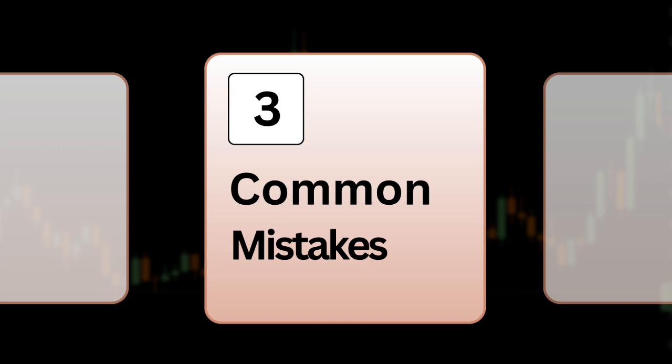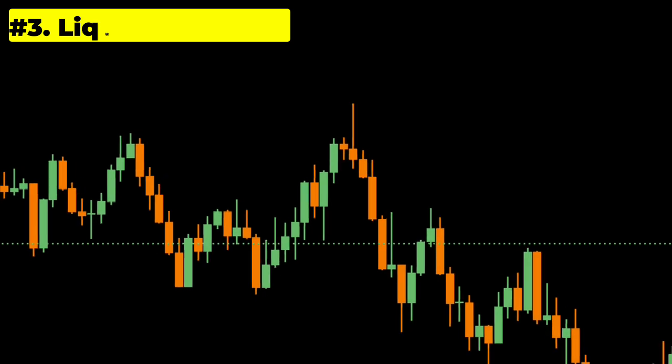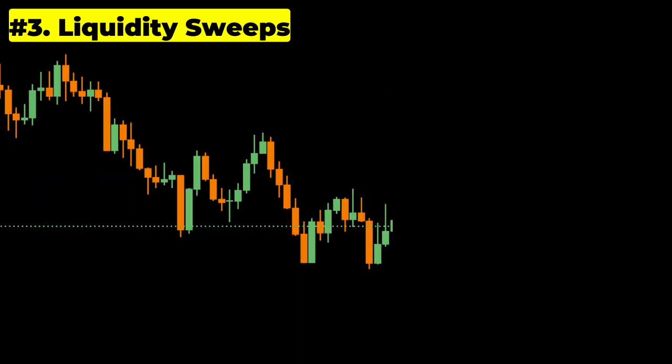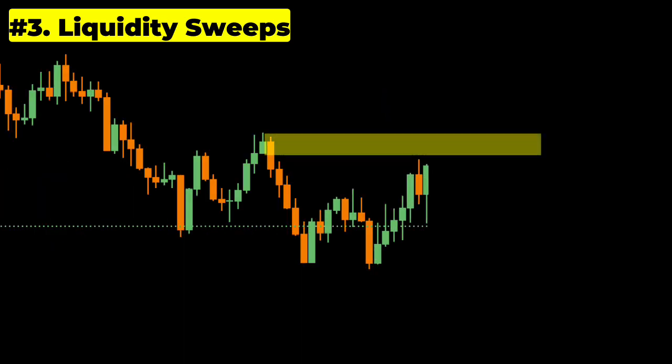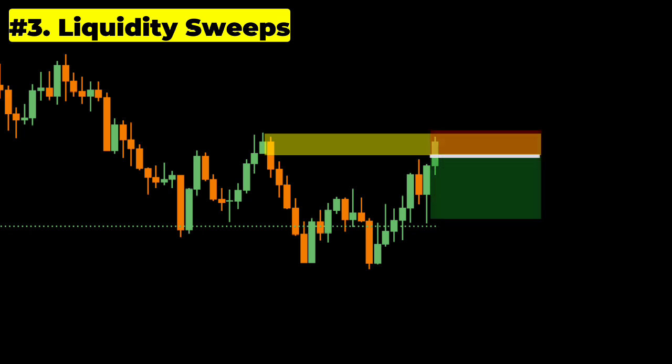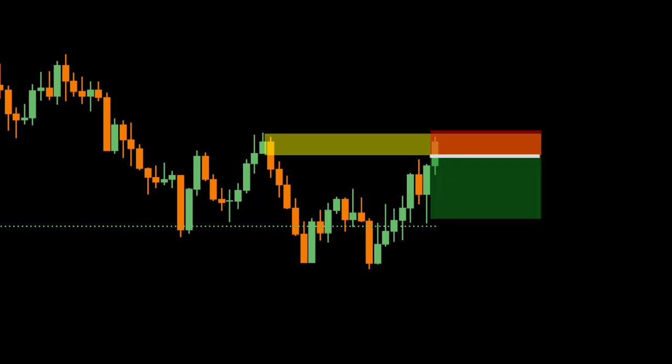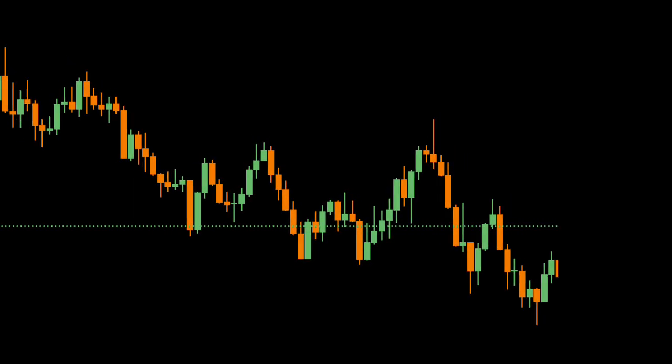Now, for this third point, let's get into one of the most common mistakes beginners make when trading order blocks. And that's not being aware of liquidity sweeps. A lot of beginners will see an order block, place their buy or sell limit orders there, and place their stop losses very tightly above or below the level. And sometimes that works, but a lot of the time, price will actually go slightly beyond or below the order block first, take out those stop losses, and only then move in the intended direction.